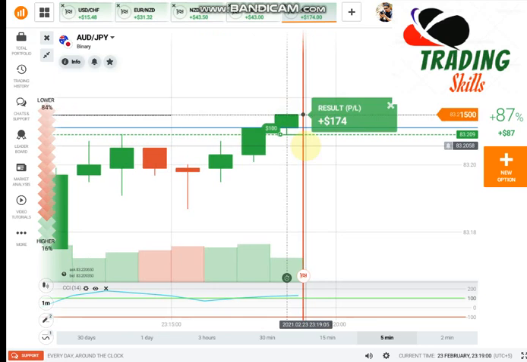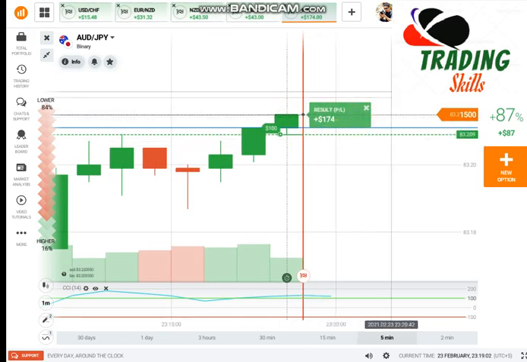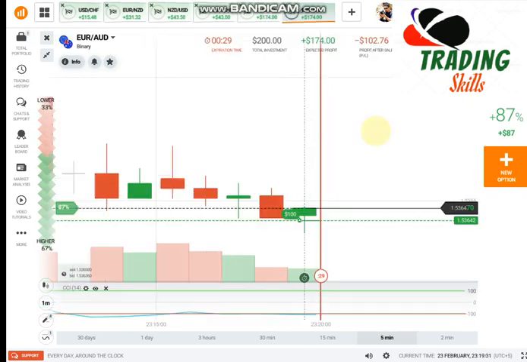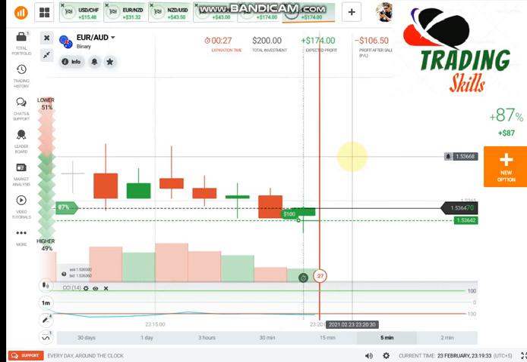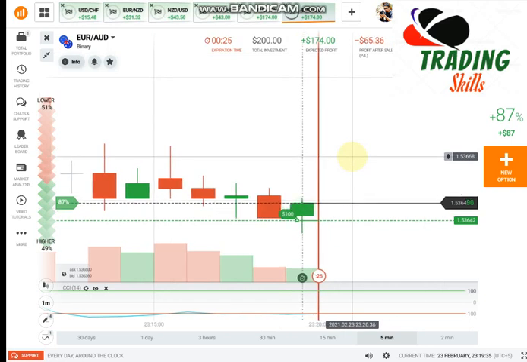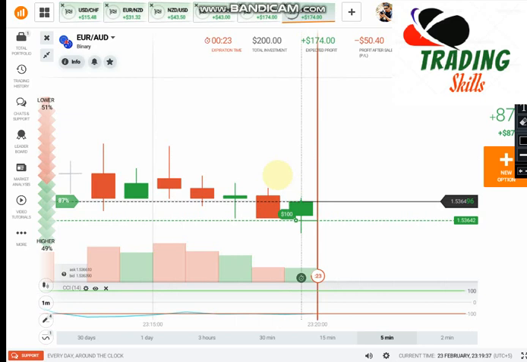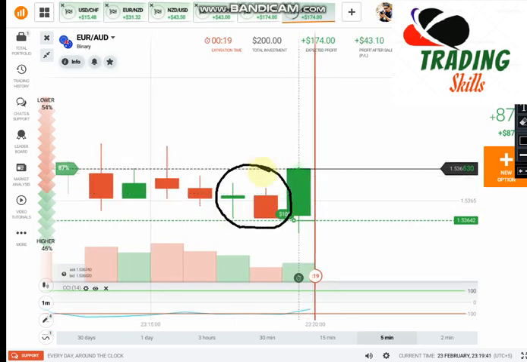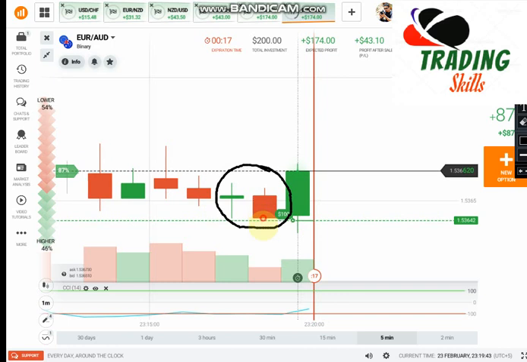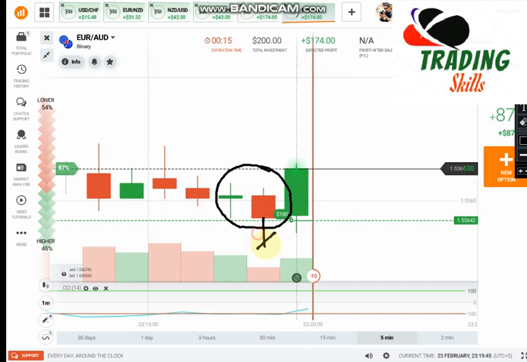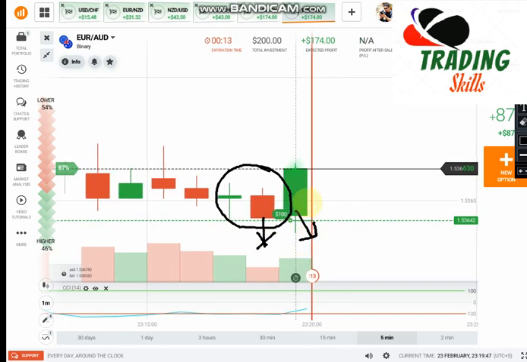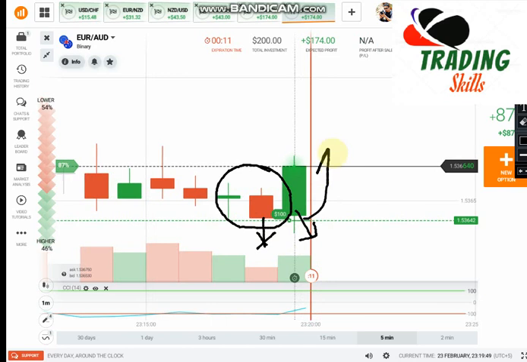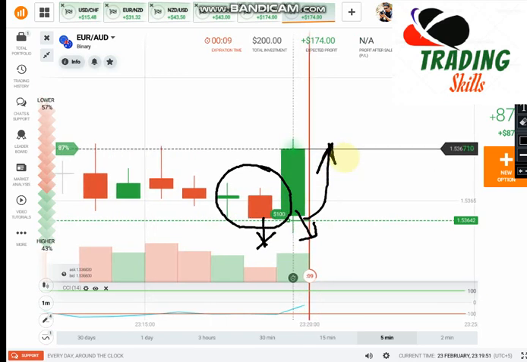Okay, so I will take another trade. So again here I have taken my trade in an up direction. Why? Because you can see here this is an engulfing pattern, but it is not making any kind of new low, so therefore I am not going with the sellers. So I am taking my trade in an up direction, and we will win this trade here for sure.